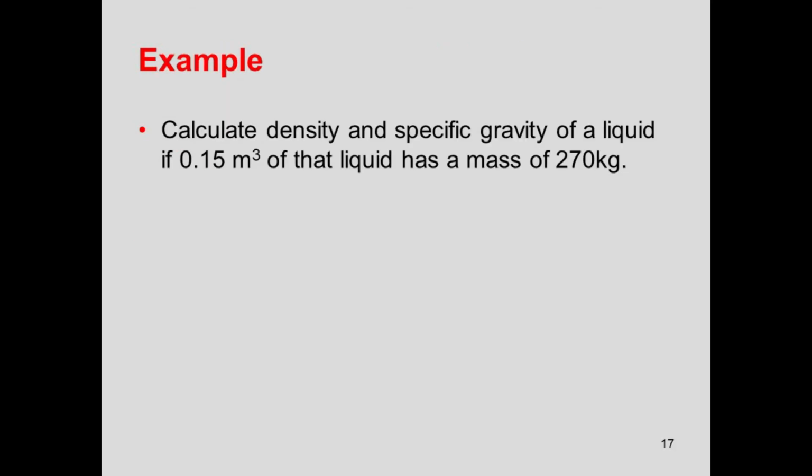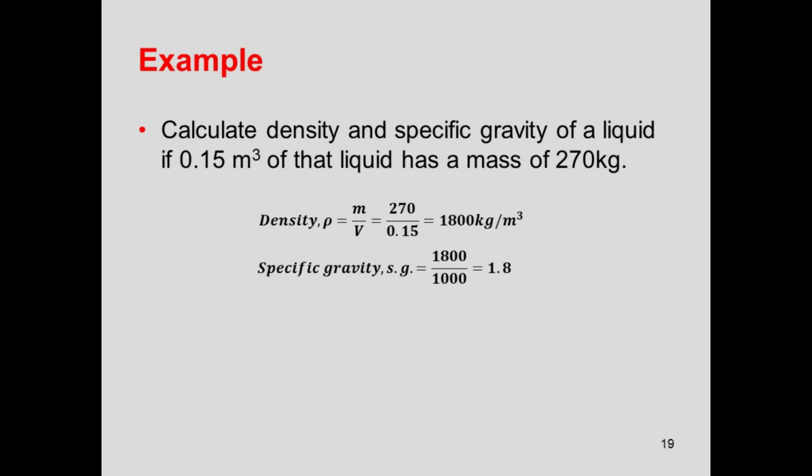Okay, let's do some examples on density and specific gravity. The first example: calculate the density and specific gravity of a liquid if 0.15 meter cube of that liquid has a mass of 270 kilogram. So we know that density rho equal to m over v, mass is 270 and the volume is 0.15. 270 over 0.15 equal to 1800 kilogram per meter cube. And then the specific gravity is equal to the rho over 1000.